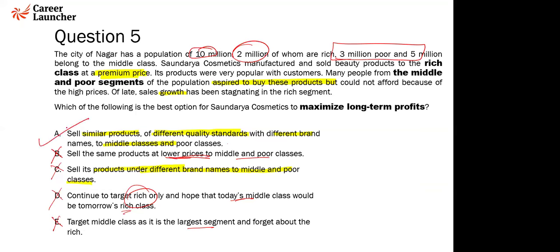In fact, if you look around, you will find many examples like this. For example, Unilever has a soap called Lifebuoy, and it also has a soap called Lux, and many other soaps. What are these? Similar products, different quality standards, different brand names, and different prices, targeting different segments.